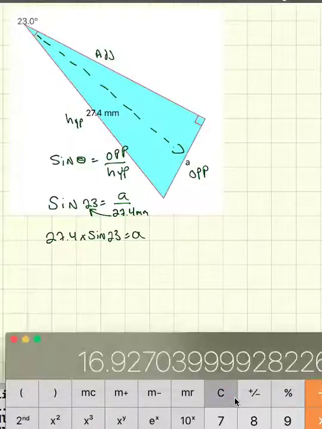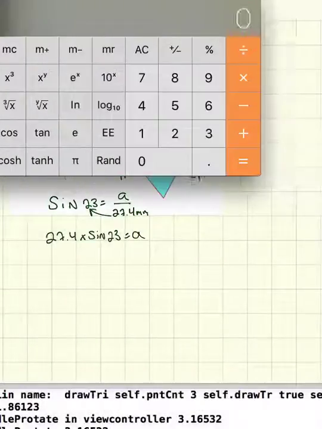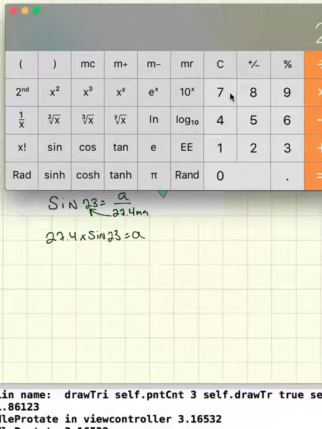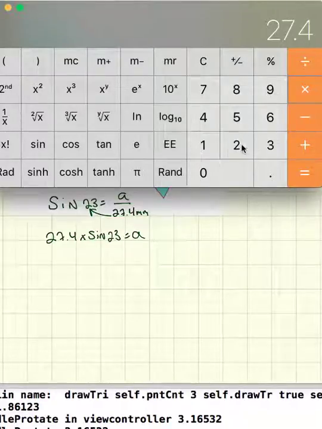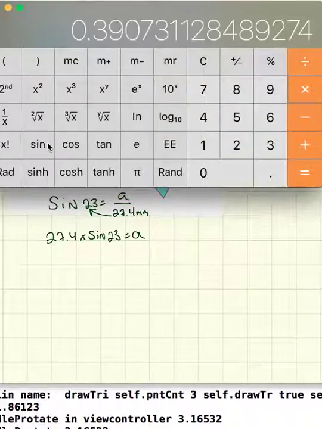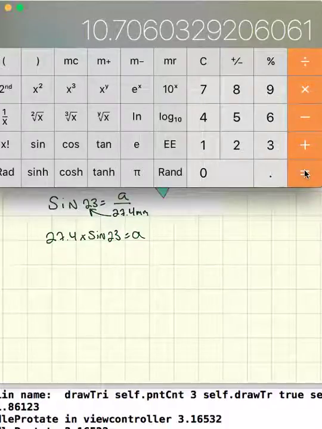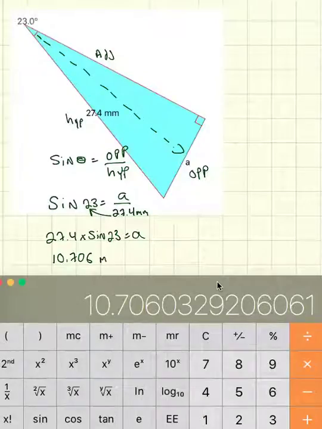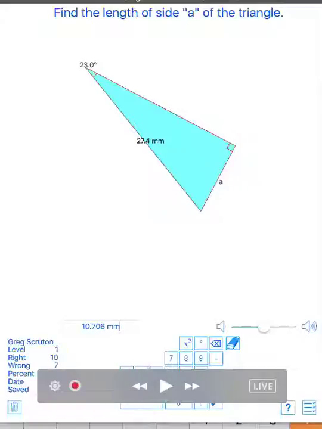All right, so handy dandy calculator time. 27.4 times 23 degrees sine equals 10.706, which is equal to A. All right, back to the program. So 10.706 millimeters, and we click on the check button to check to see if we're right. Yay!